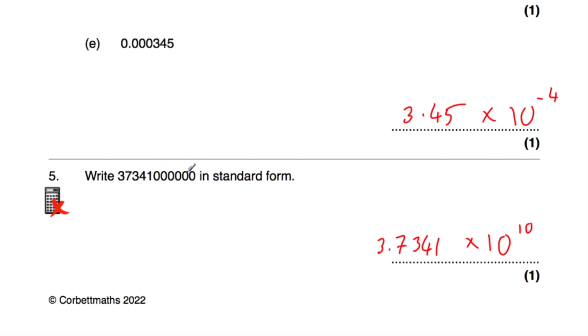So if we multiply that by 10 to the power of 1, it would move 1 column to the left, 10 to the power of 2, 10 to the power of 3, up to 10 to the power of 10. So it needs to move 10 columns to the left, so that's why it's 10 to the power of 10.